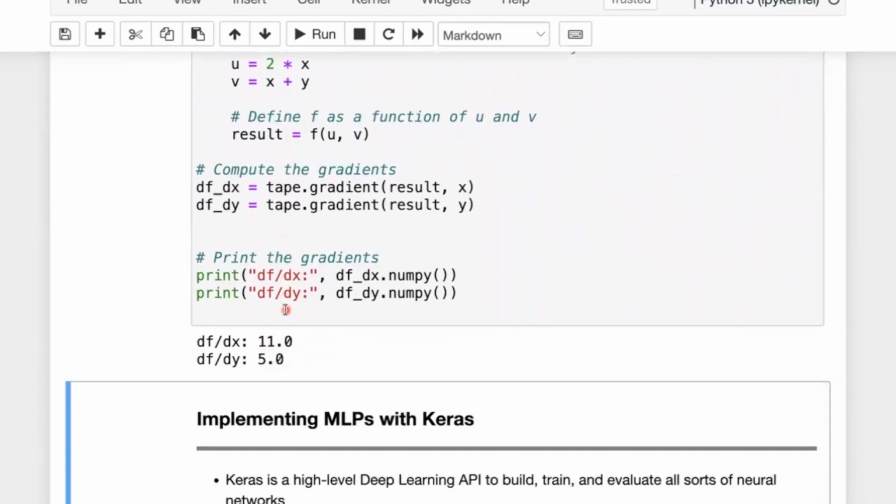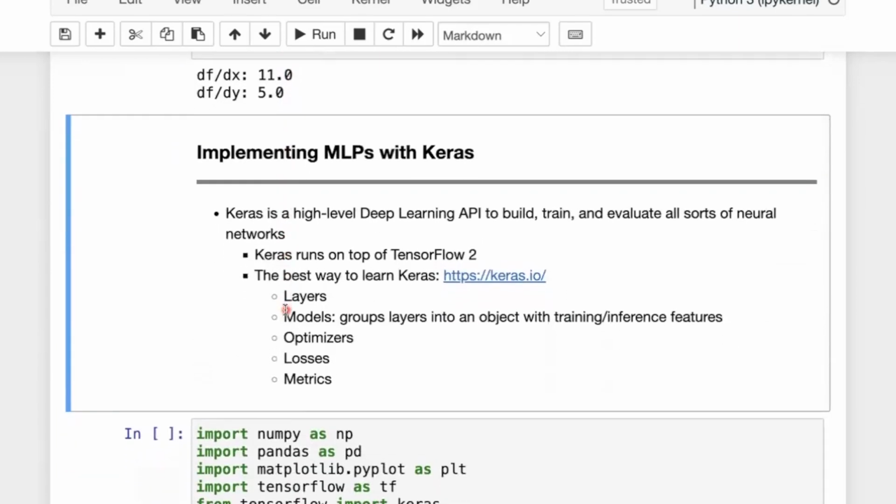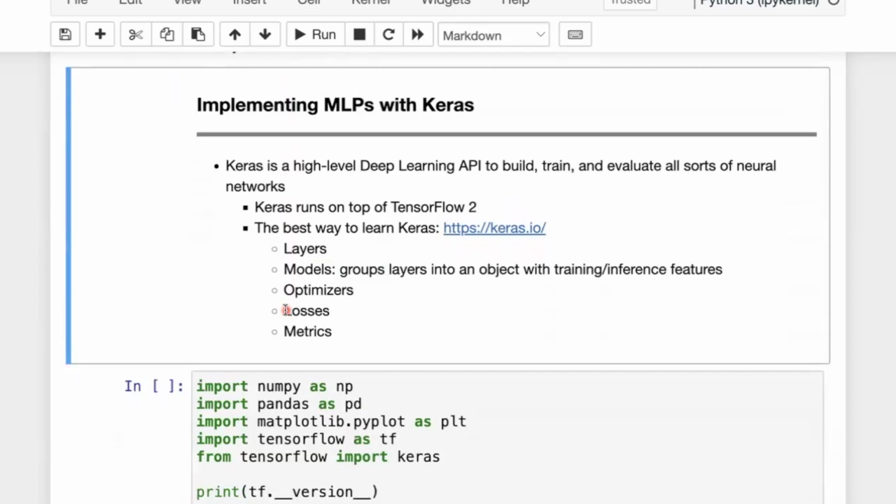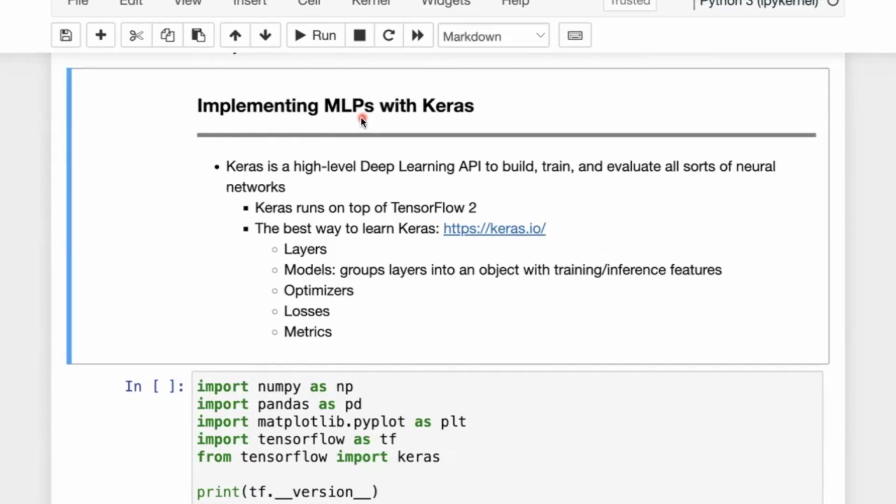So this was just to give a quick idea of how gradient-based learning works in the background for training neural networks. But now let's use what we know to implement these feedforward networks or multi-layer perceptrons using TensorFlow and Keras. So what is Keras? Keras is a high-level deep learning library built on top of TensorFlow that allows you to use simpler functions to build neural networks very quickly.